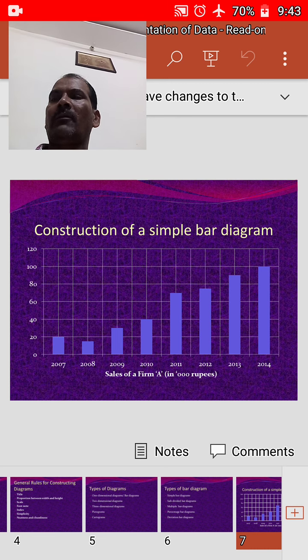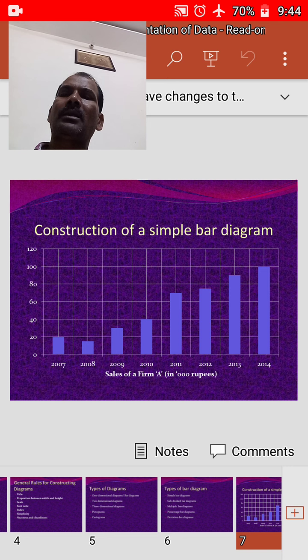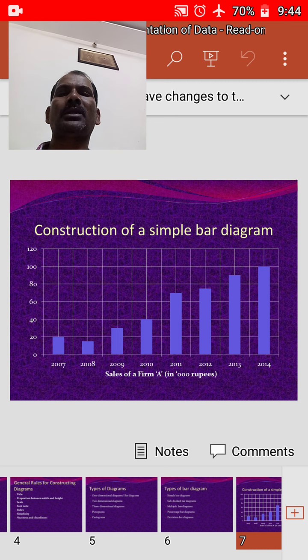And year-wise sales in thousands of rupees are also given. In the first year, that is 2007, 20,000 rupees of sales are there. 2008, 15,000 rupees. 2009, 30,000. 2010, 40,000. 2011, 70,000. 2012, 75,000. 2013, 90,000. And in 2014, 100,000. That means 1 lakh rupees of sales.